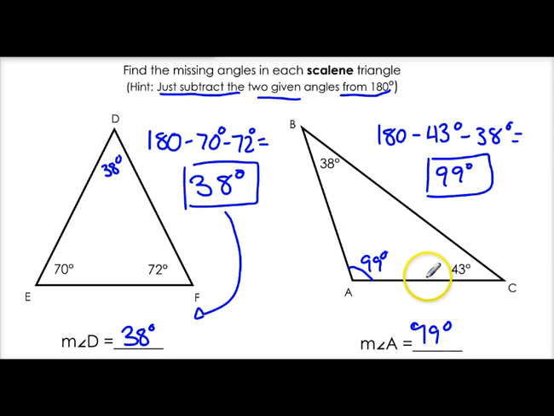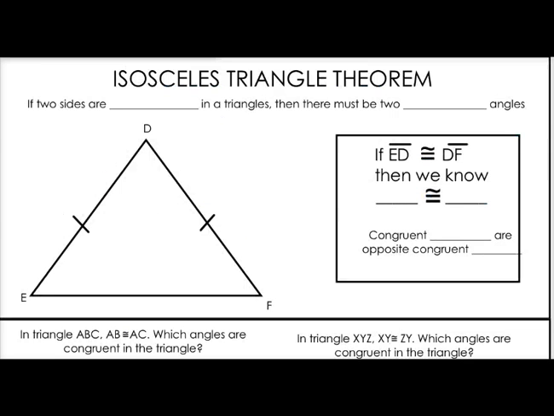And take a minute to check my math, because I did do that in my head. But both of these angles, if you add them up, should add up to 180. All right, moving along. Now we're going to talk about isosceles triangles, all right?